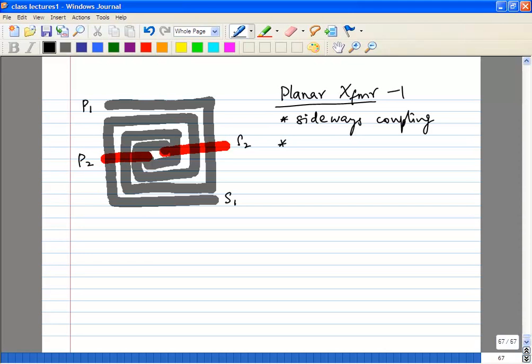In this case, how many turns do I have? 1, 2. I have 2 turns for both the primary and the secondary. Can you see that? So this is 1 turn. This is the second turn, right? In this case, n equals 2.